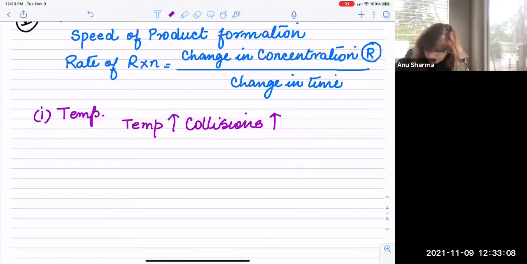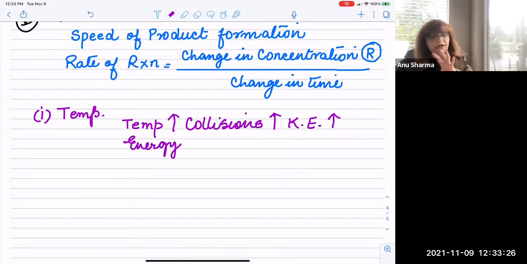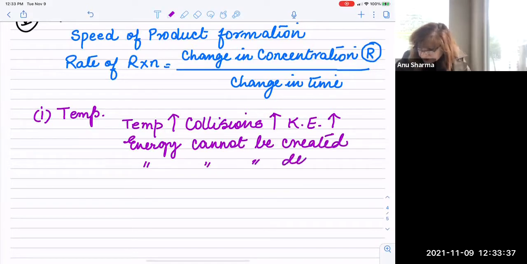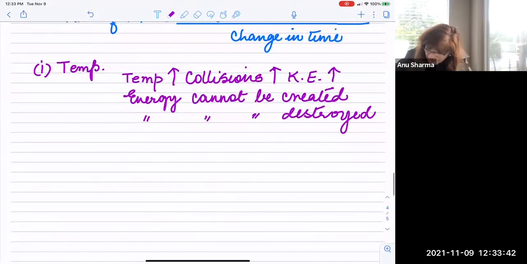The energy is exchanged. So whenever the temperature increases, that means the kinetic energy in the system increases. Okay, overall energy of the system increases. When the energy of the system increases, what happens? That energy gets transformed. Remember, the law of conservation of energy. Energy cannot be created, and energy cannot be destroyed, but energy can be transformed from one form to another. Okay, energy can be transformed.